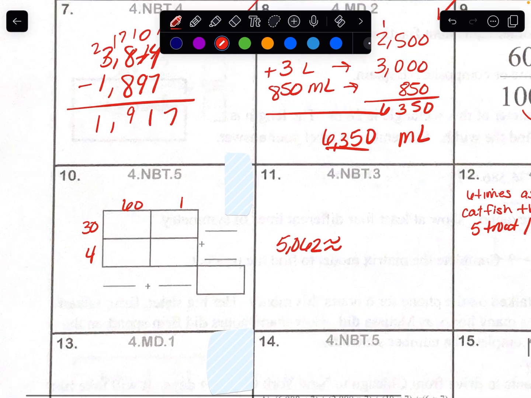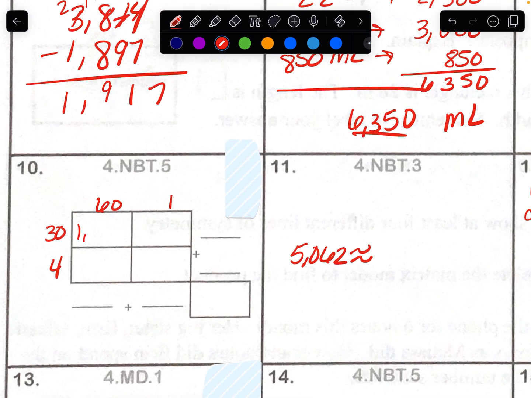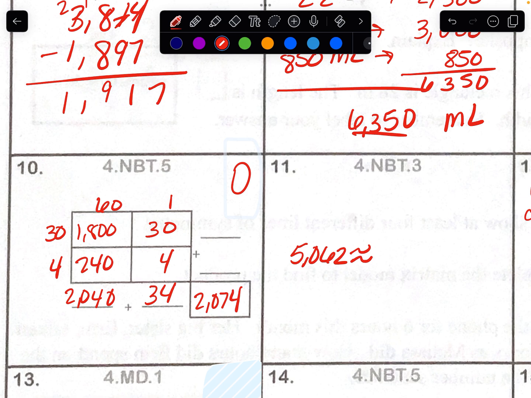All right, number 10, matrix model. Remember, this is simply the area model. Nothing new here. We're going to add these up for 2,074 as your product. 2,074. Secret letter is an O.